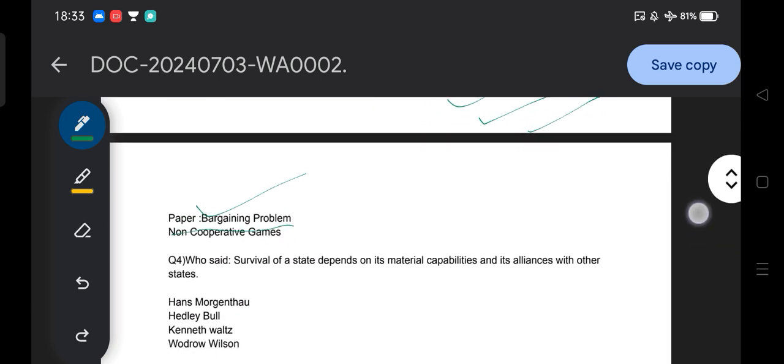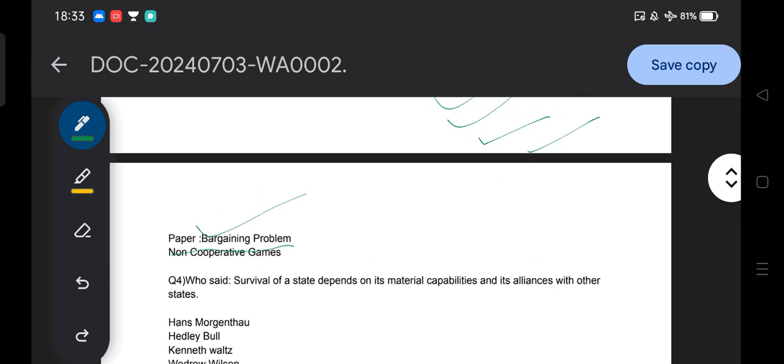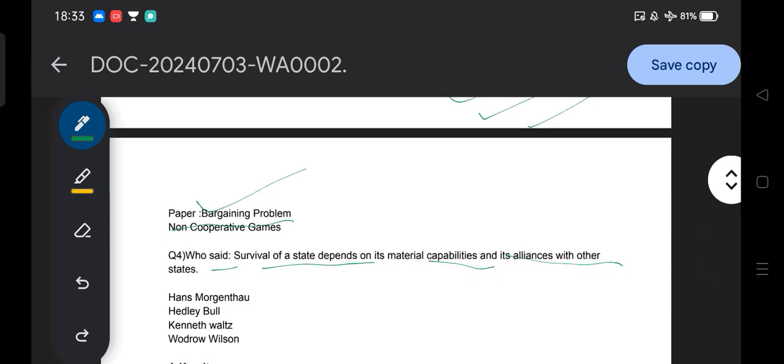Then moving to the next question: who said the survival of the state depends on material capability and its alliance with other states? Options are before you, and you need to provide the answer.